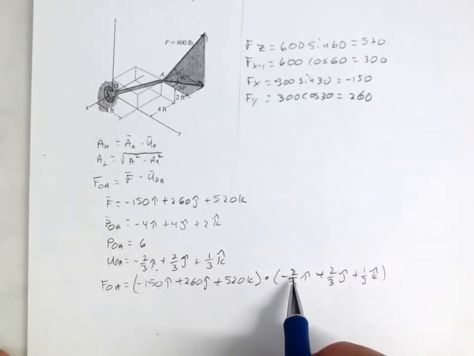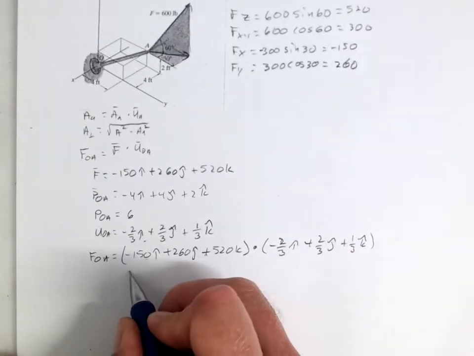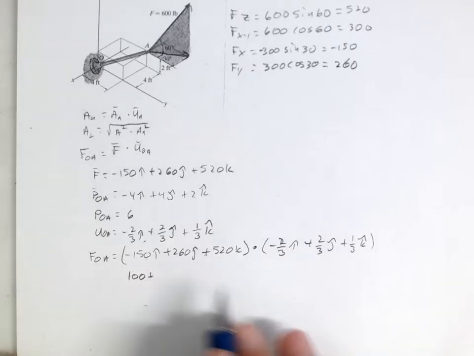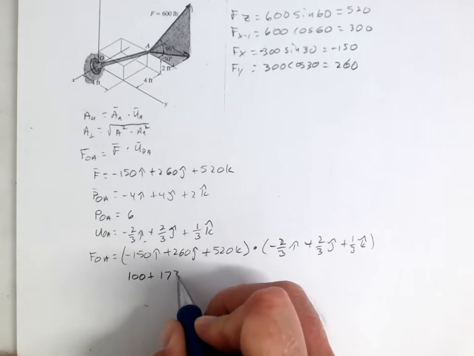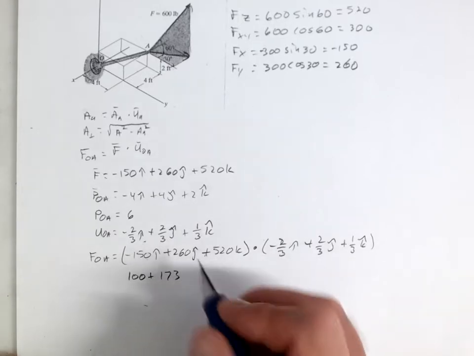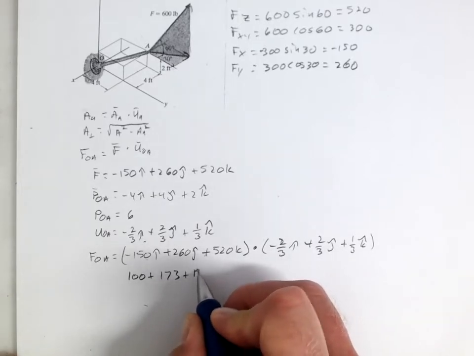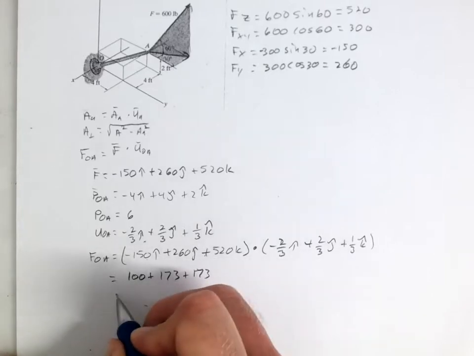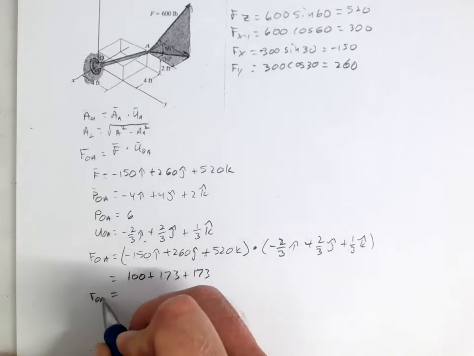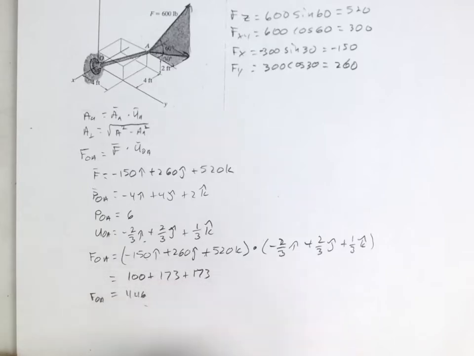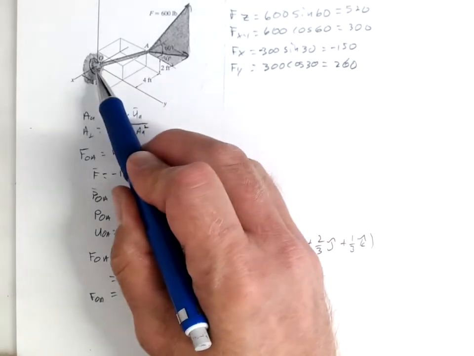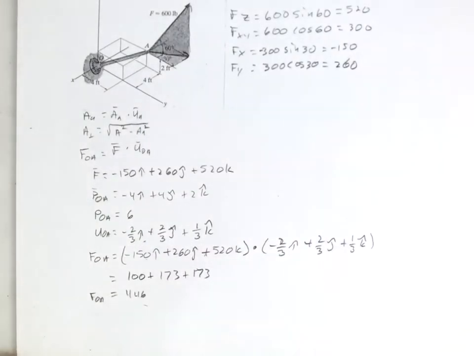So negative 150 times negative 2/3 is 100. 260 times 2/3 is 173. And 520 times 1/3 is also 173. And we sum that up, and F_OA is equal to 446. And that is the force in the direction of OA.